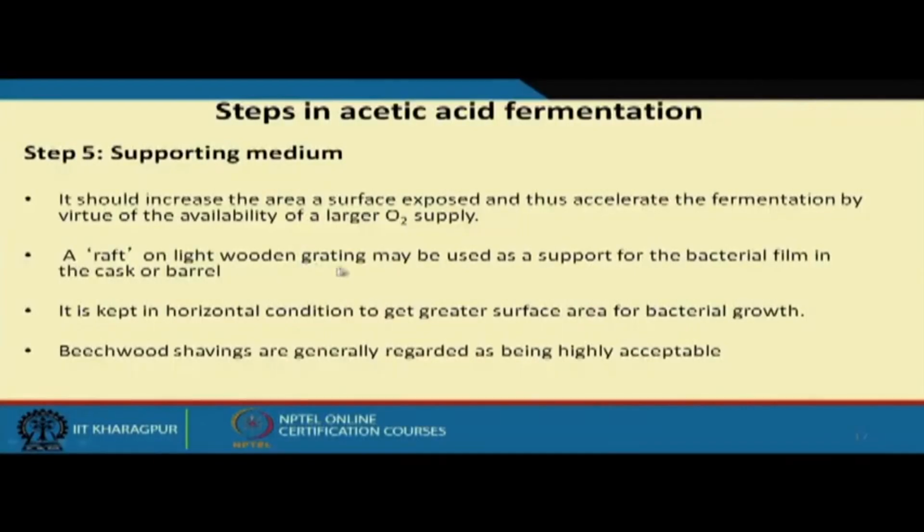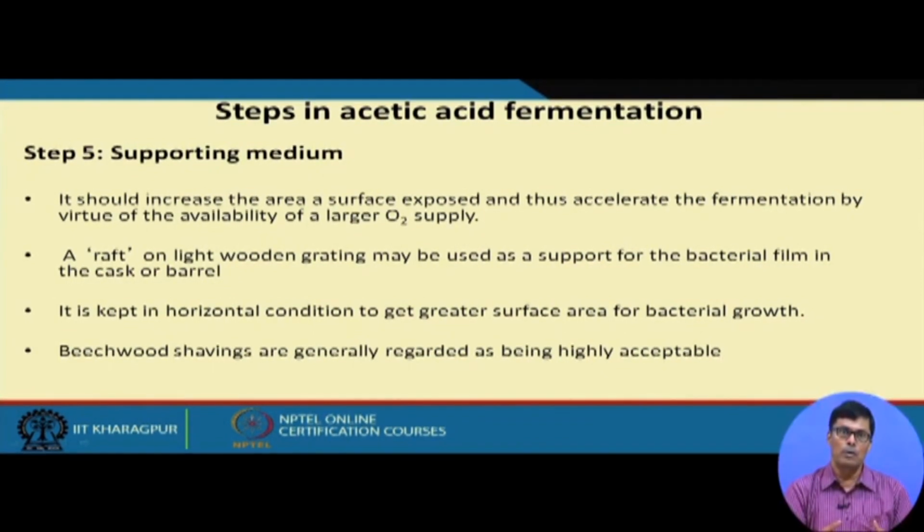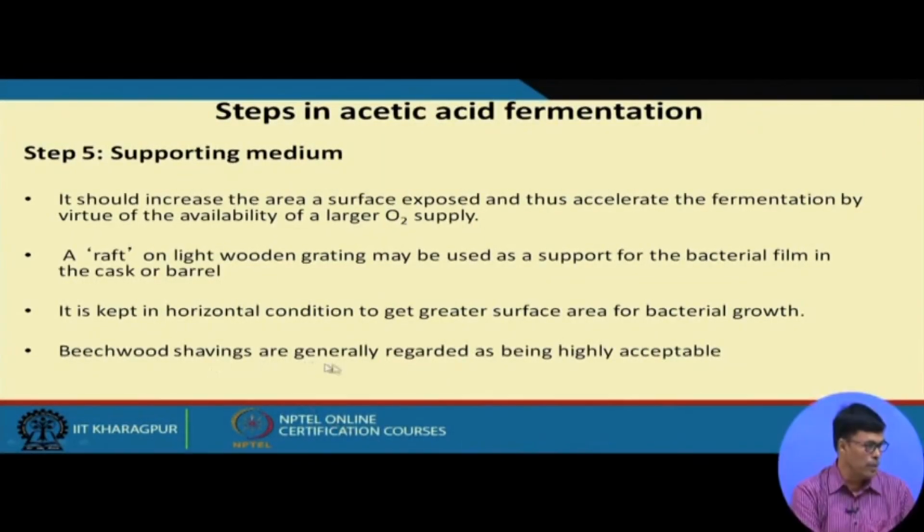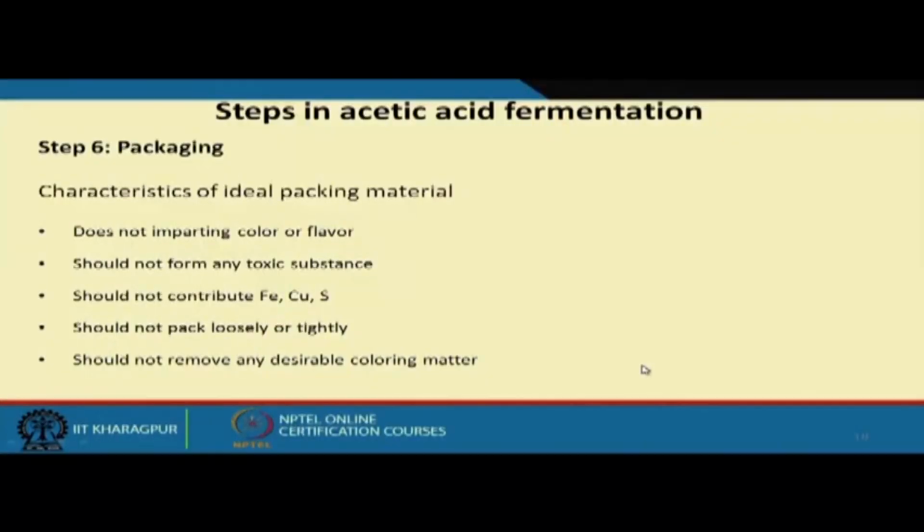The wrapped or light wooden grating may be used as a support for the bacterial film in the casks or barrels. It is kept in the horizontal condition to get the greater surface area for the bacteria. We know that the more the surface area, the more the organism will be attached to the surface. So if the concentration of the organism is more, then the rate of conversion of ethanol to acetic acid is expected to be more. This is why beechwood shaving is generally regarded as a highly acceptable material for this.